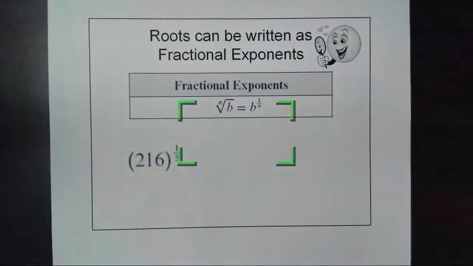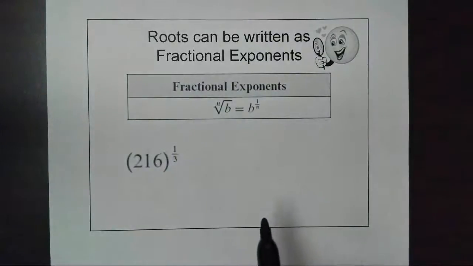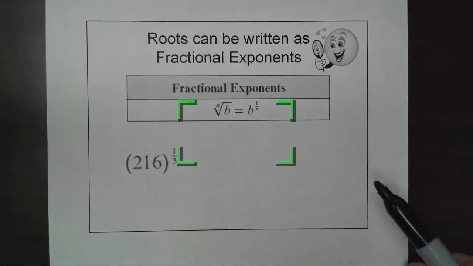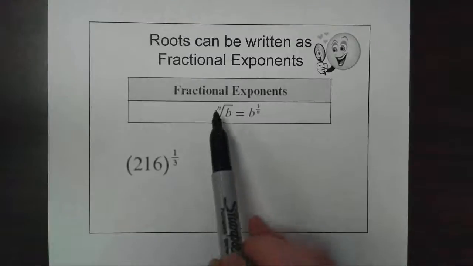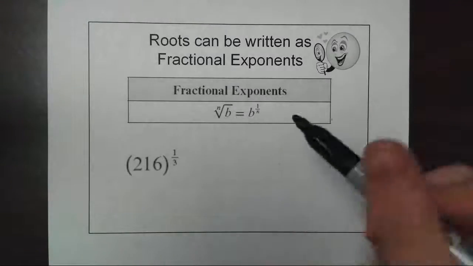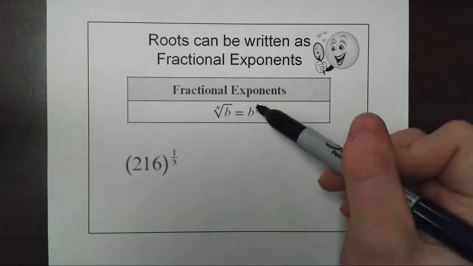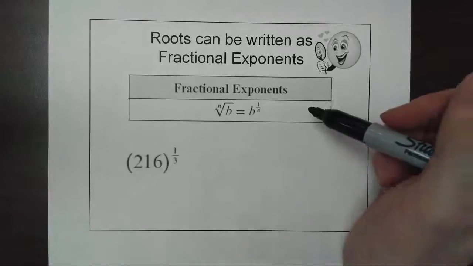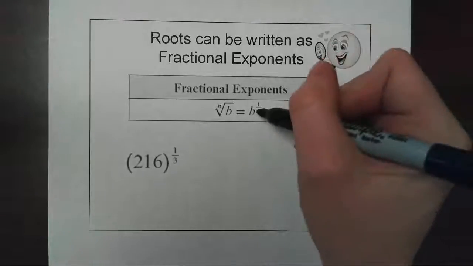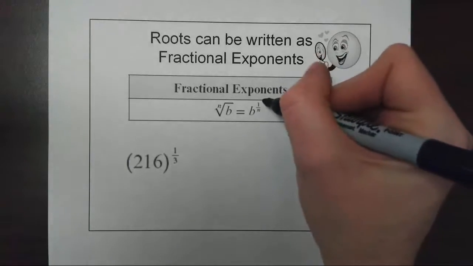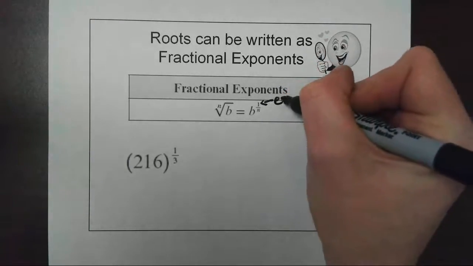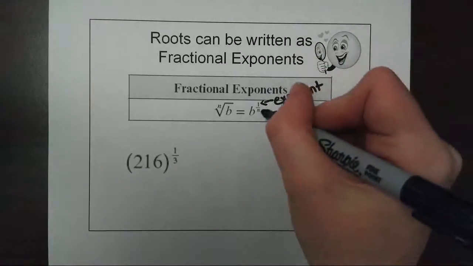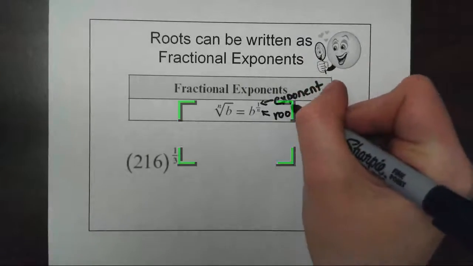Sometimes we can write roots as fractional exponents. So in the past I've said that radicals get the same treatment as exponents in the order of operations, and this is why. Whenever we have the nth root of a number, we can write that as that number to the 1 over n power. Now, this is kind of confusing, but basically what happens is that when we have a number to a fractional exponent, this number on top is the exponent on the number. And this number on the bottom is the root that we're taking.